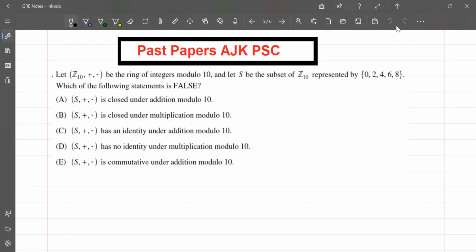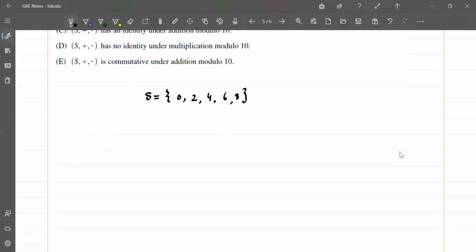First, we will check this set S. This is the set S. I will write here S is equal to, we are given, 0, 2, 4, 6, and 8. Now, first of all, we will check by making the table. Then we tick which option is the wrong or false option. So first of all, we make the table for this. Here I will choose the Cayley's table. We will make the Cayley's table here.